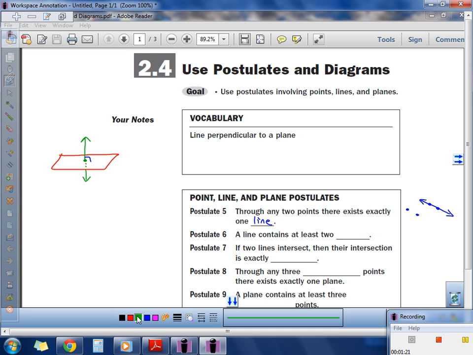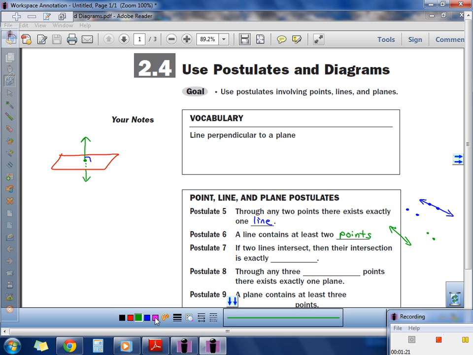On postulate 6, it says a line contains at least 2 points. Yeah, we just talked about that. It's kind of the converse, switching the order. The key thing you should realize is it kind of goes in a different order. It says a line first. A line, if you have a line, then you have at least 2 points. So there's your little conditional, your if-then statement using pictures.